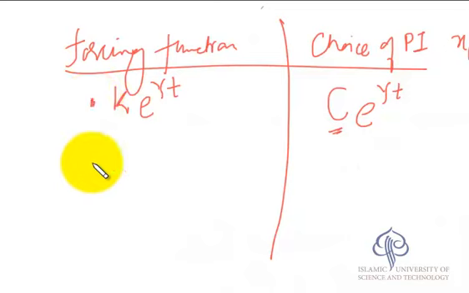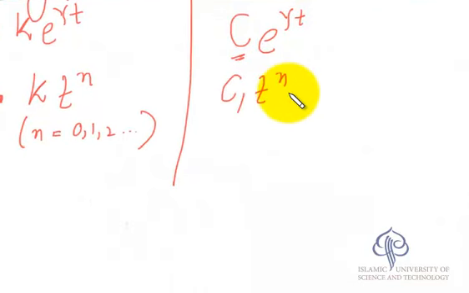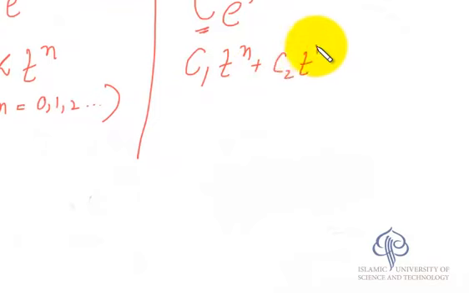If your forcing function is k t to the power n, where your n can be any integer 0, 1, 2, then your particular integral is going to be c1 t to the power n plus c2 t to the power n minus 1 plus, this will continue till you get c0.